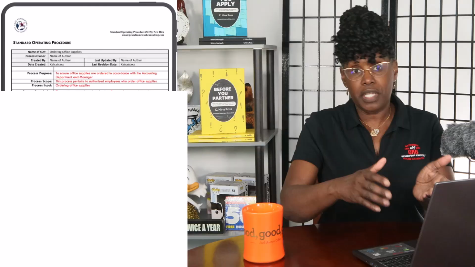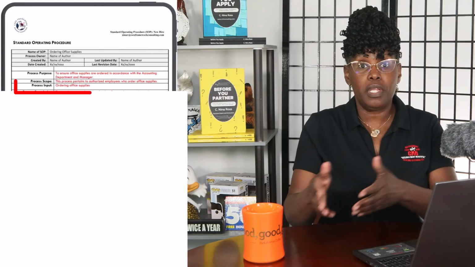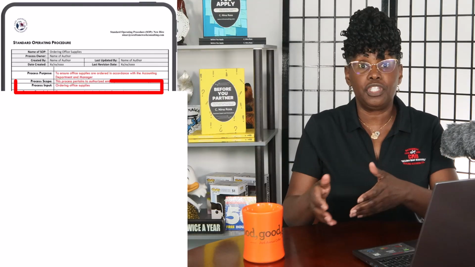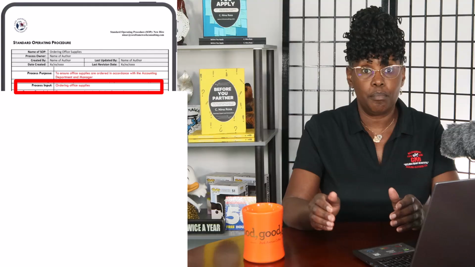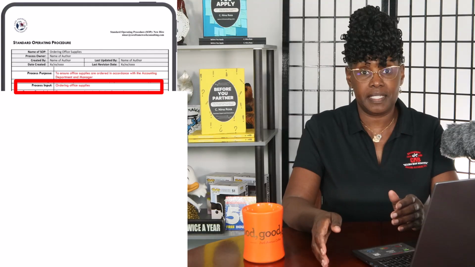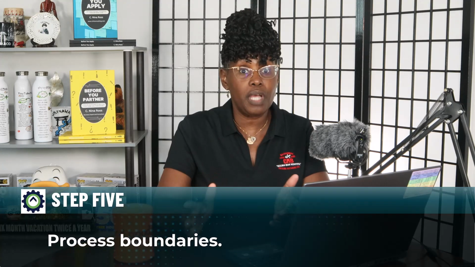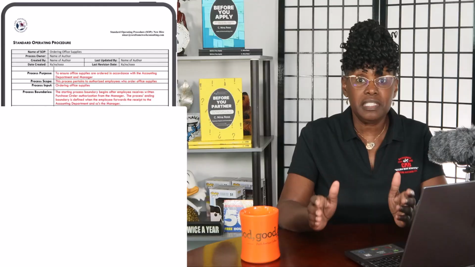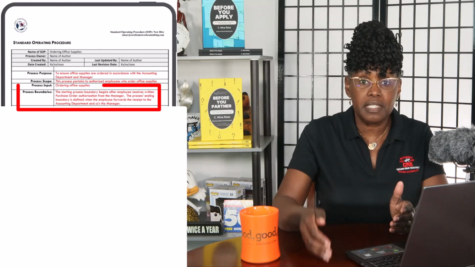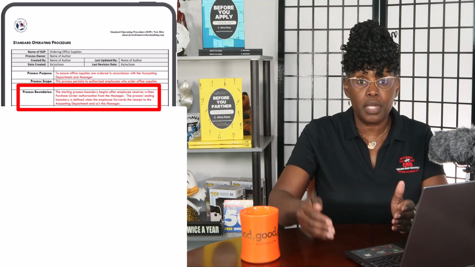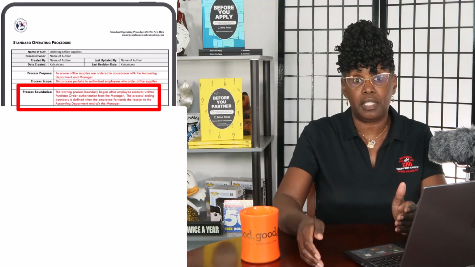Step 4, process input. What is the starting point? What information, materials, or conditions need to be in place before this SOP begins? Step 5, process boundaries. When does the SOP start and when does it end? Define the start and the finish lines clearly.